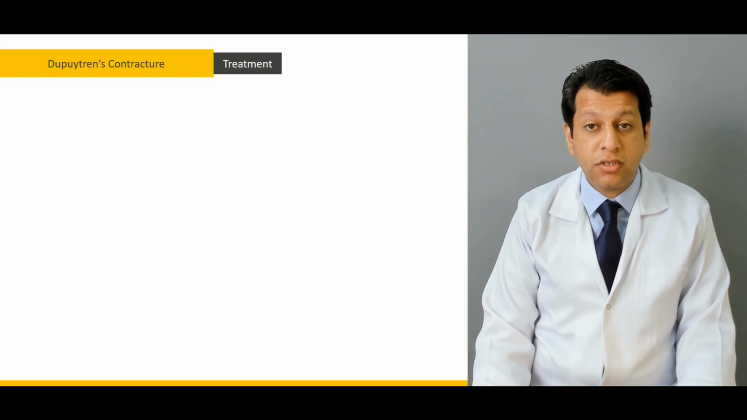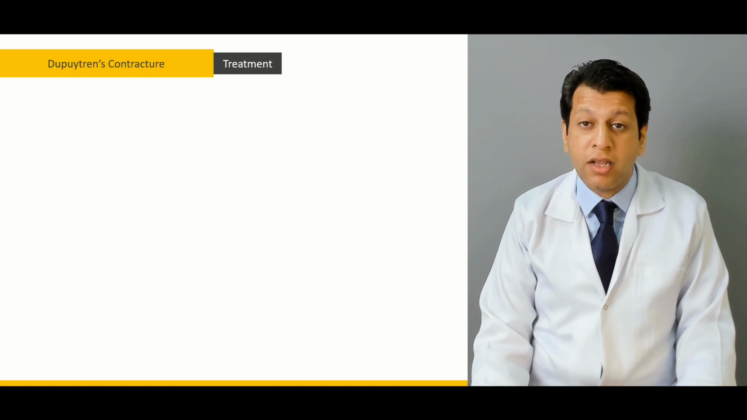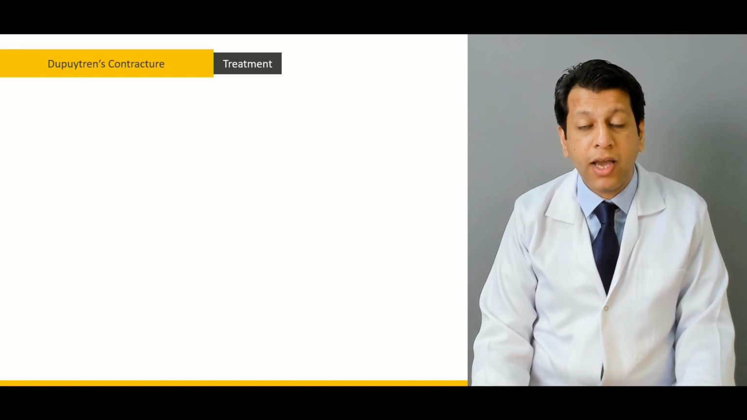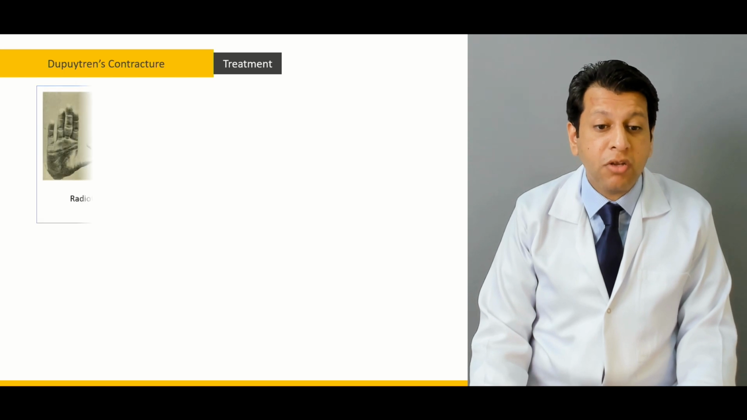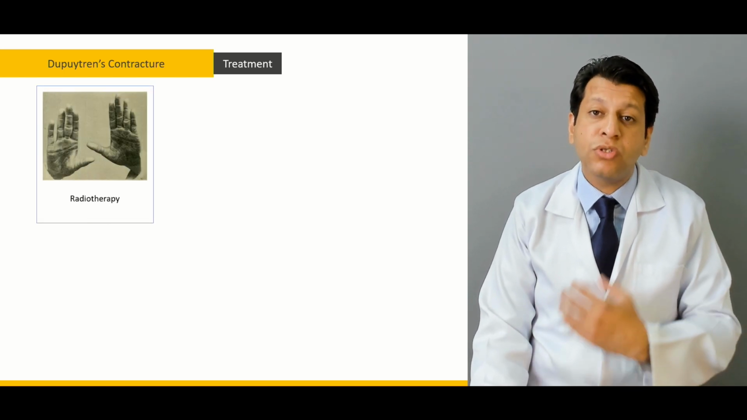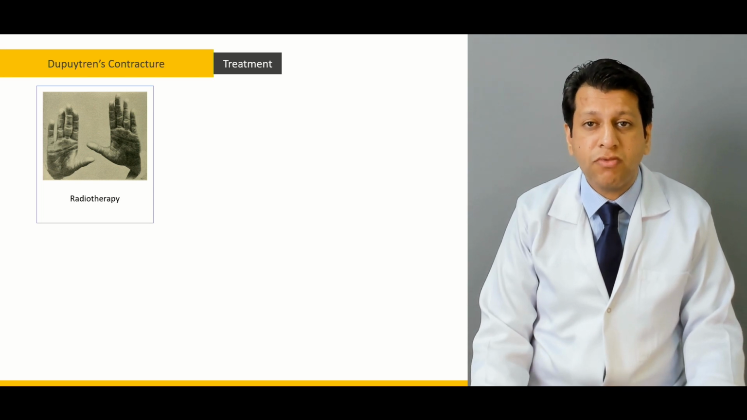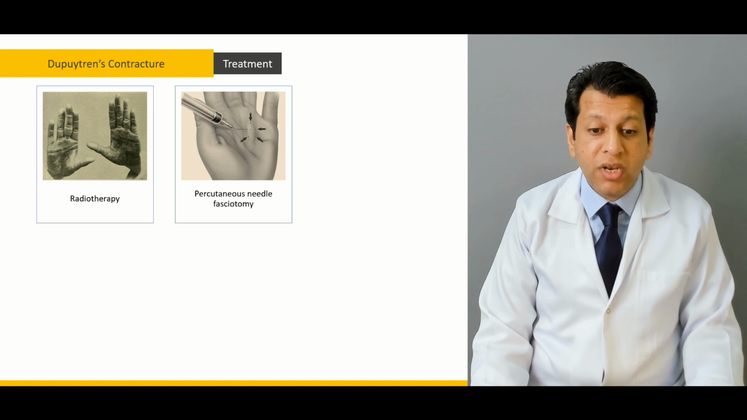Now, if we have diagnosed it as Dupuytren's contracture, first and foremost you need to tell the patient about the possible course of the disease, and more importantly, that there is always a very high chance of recurrence with many of the treatments. Treatment may include radiotherapy, although this is not the first line treatment. These treatments are associated with recurrence. The most common could be percutaneous needle fasciotomy.